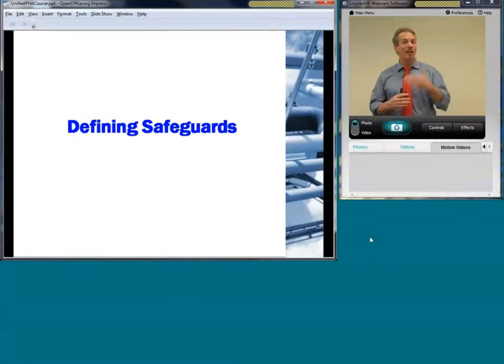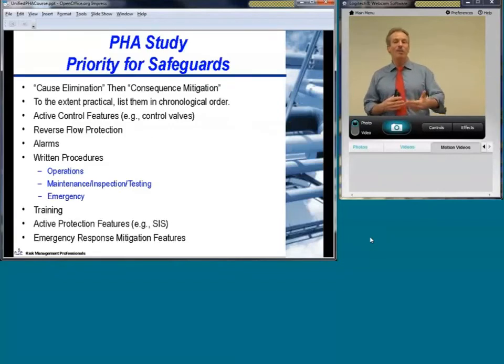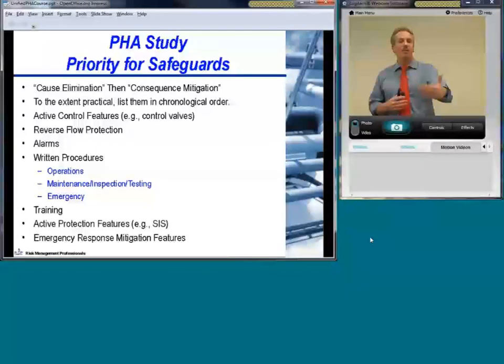Now, another part of that that's heavily equipment-oriented is defining the safeguards. As you remember, we did talk about how to deal with consequences in Module 2. Defining the safeguards is something we want to do right now. A key thing to think about is timing and the priority for the safeguards. The first thing you want to do is talk about eliminating the causes and then mitigating the consequences. So listing out the safeguards in a logical fashion that makes sense and does justice to that is very effective, and it's very useful if you're revalidating it later.